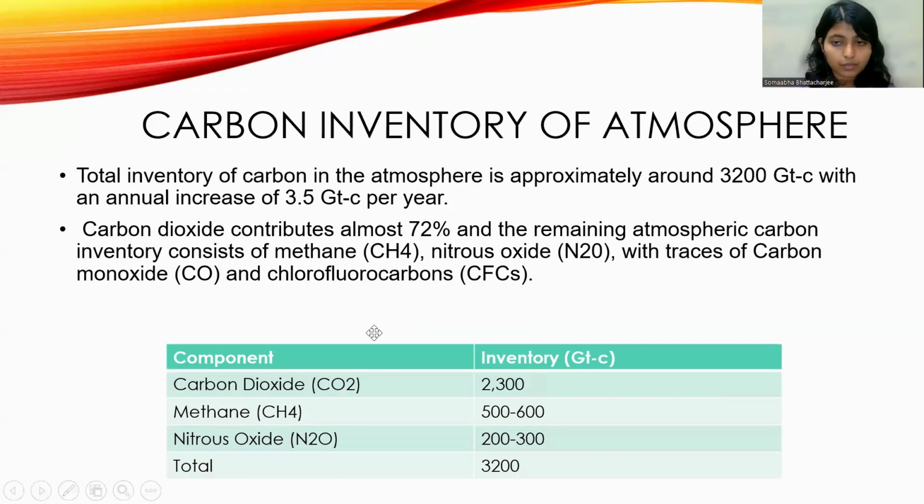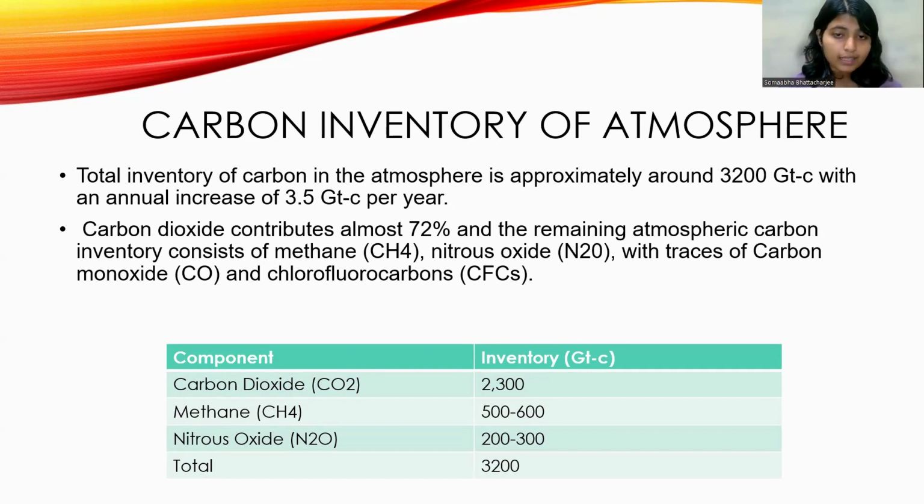Now let us discuss all the carbon inventories one by one. First we have the carbon inventory of atmosphere. In this we can see that the total inventory of carbon present in the atmosphere is approximately 3200 gigatons of carbon, and there is an annual increase of 3.5 gigatons of carbon per year.